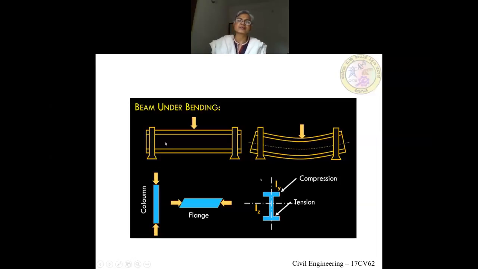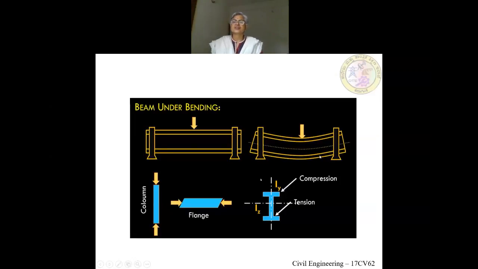So let us consider a beam which is supported like this and subjected to a vertical loading like this. This causes the beam to deflect. This is the deflected shape of the beam. This is a vertical deflection. You can see that this dotted line is the neutral axis, and all the layers above the neutral axis are subjected to compression, and the layers below the neutral axis are subjected to tension.